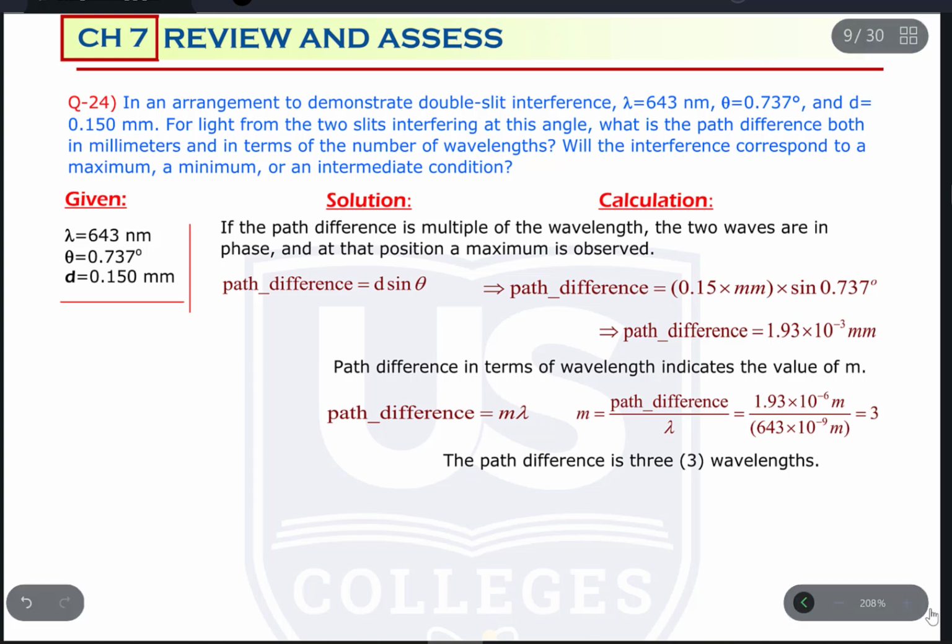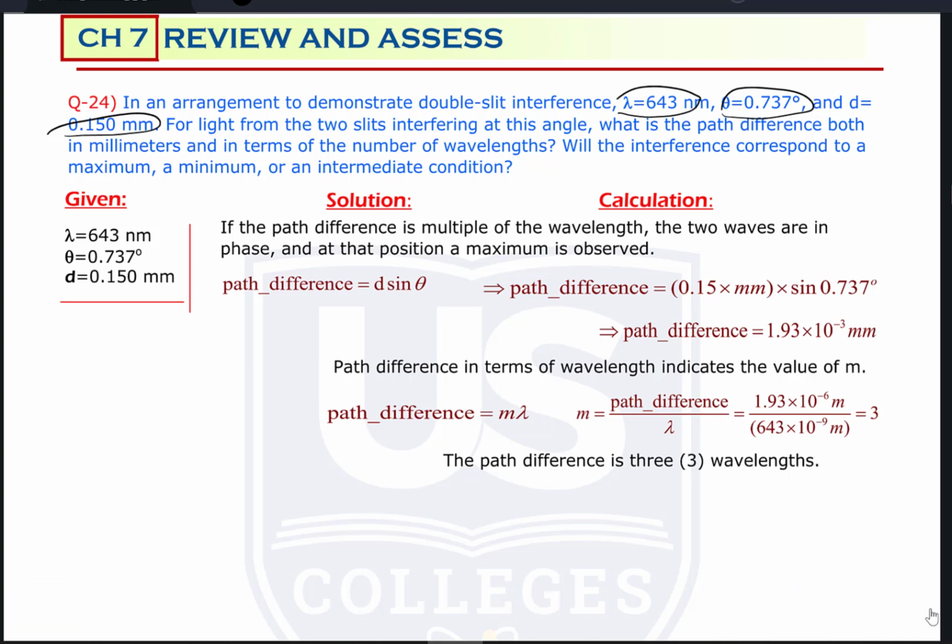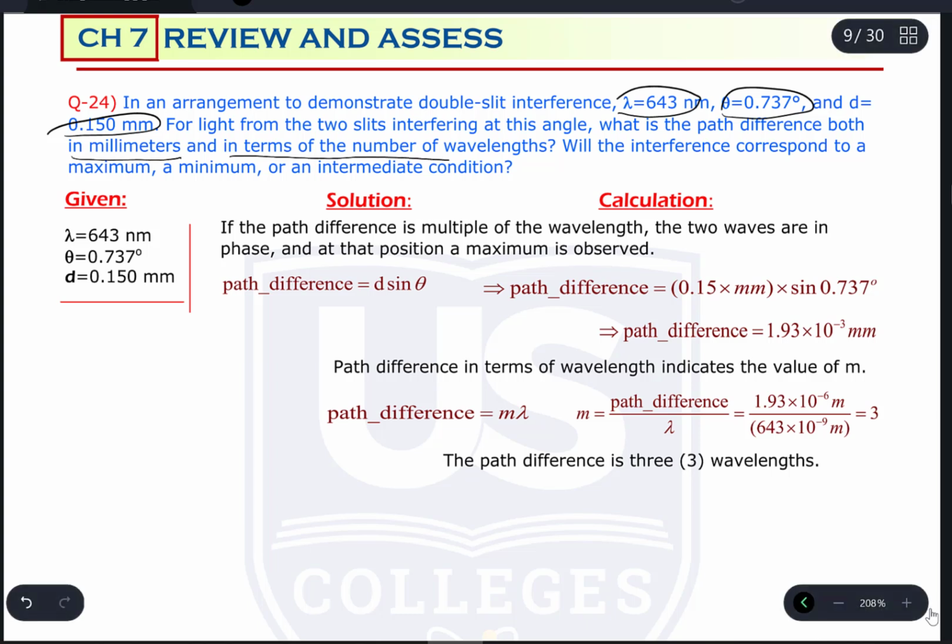Question 24. In an arrangement to demonstrate double-slit interference, lambda is given as 643, the angle is given as 0.737, and the distance separation between the slits is given as 0.50 millimeter. If light from the two slits interferes at this angle, what is the path difference, both in millimeters and in terms of wavelengths? Will the interference correspond to a maximum, a minimum, or an intermediate condition?